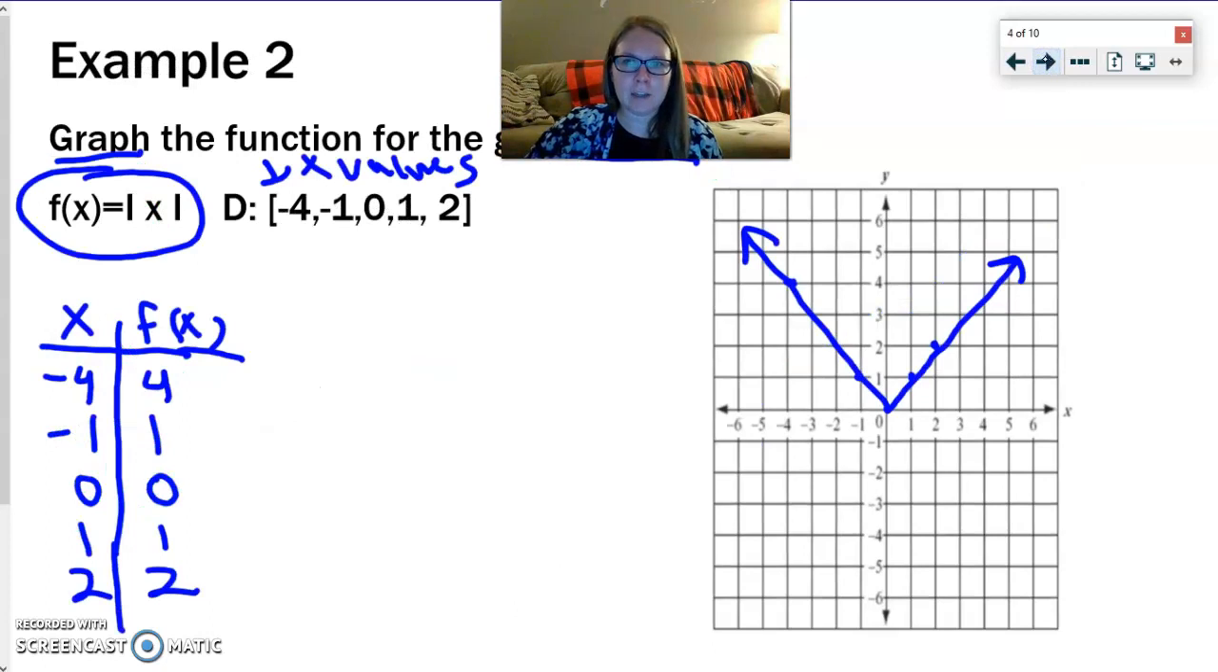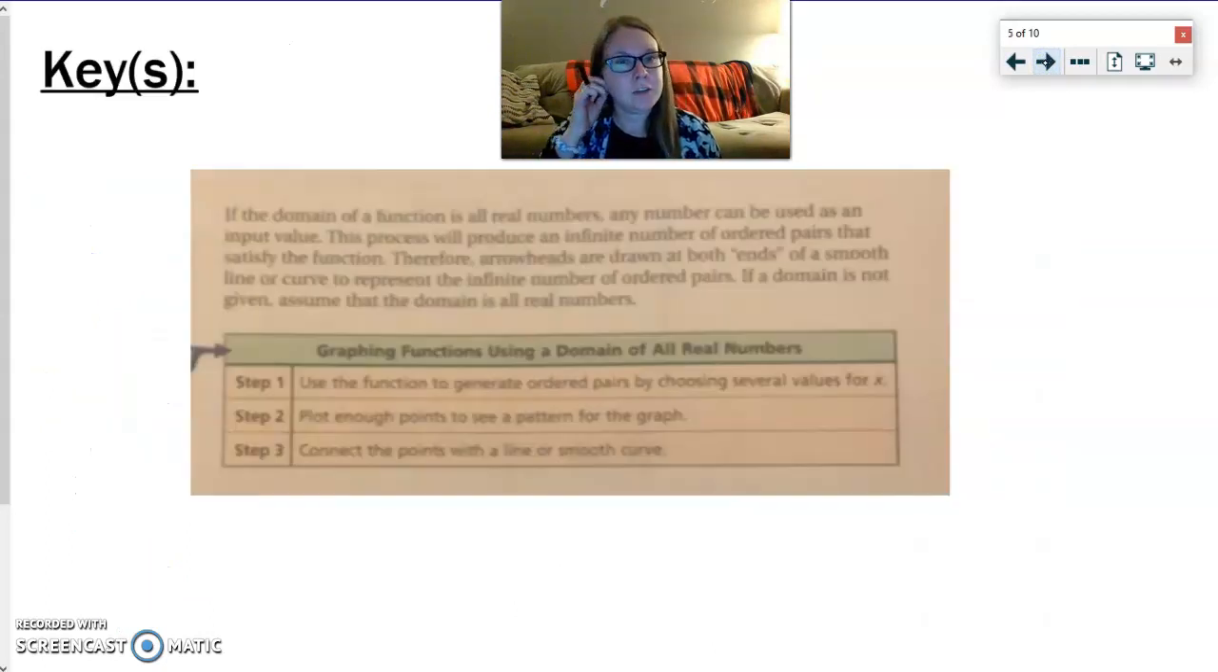So let's take a look at a little bit of a key idea here. It says if the domain of a function is all real numbers, any number can be used as an input value. This process will produce an infinite number of ordered pairs that satisfies the function. Therefore, arrowheads are drawn on both ends of a smooth line or curve to represent the infinite number of ordered pairs. If a domain is not given, assume that the domain is all real numbers.